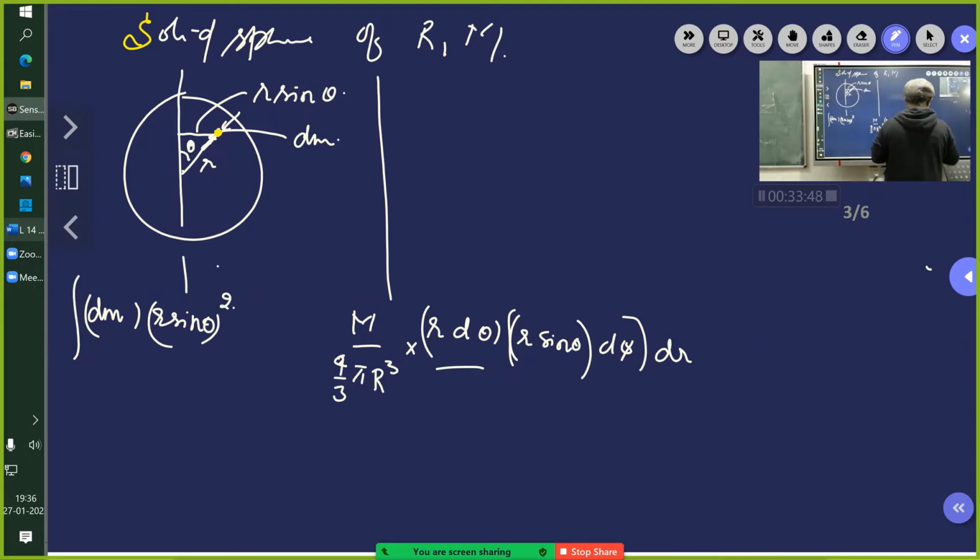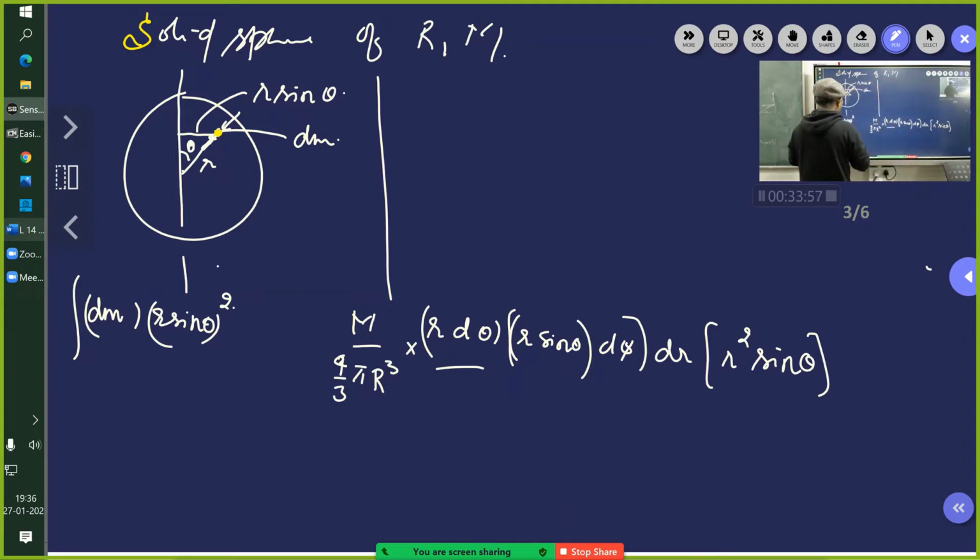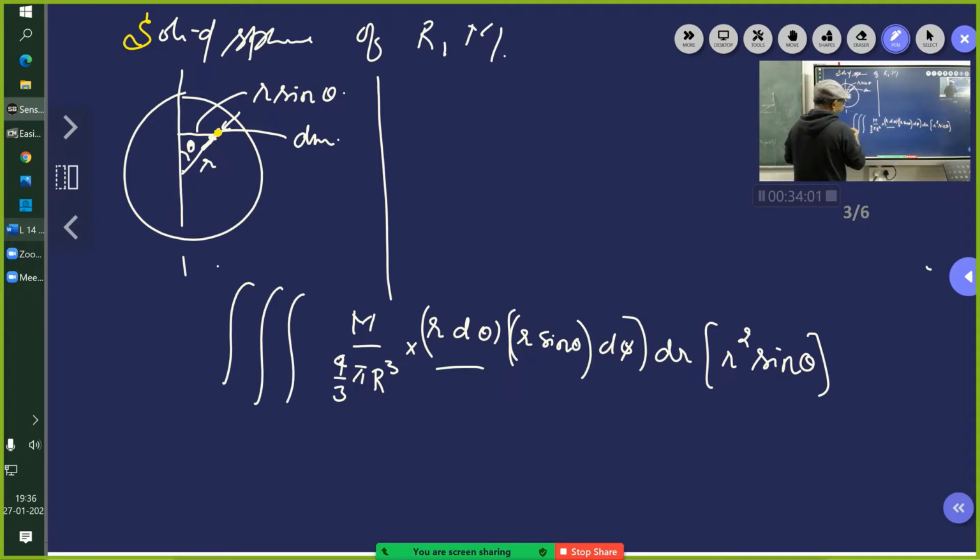So I will write here r square sin theta, and the limits of integration now are going to be three limits of integration. Why? Because we have a d theta, you have a d phi, and you have a dr.